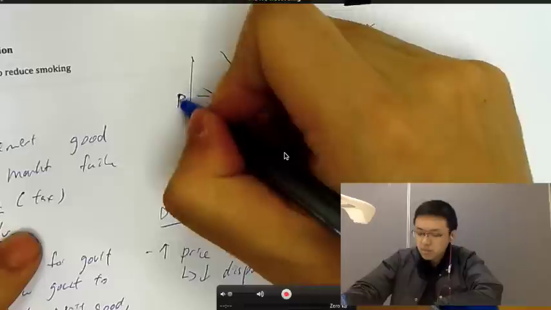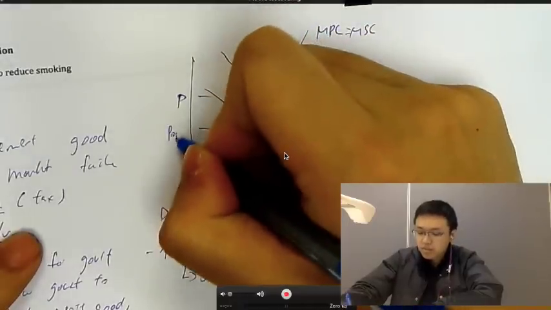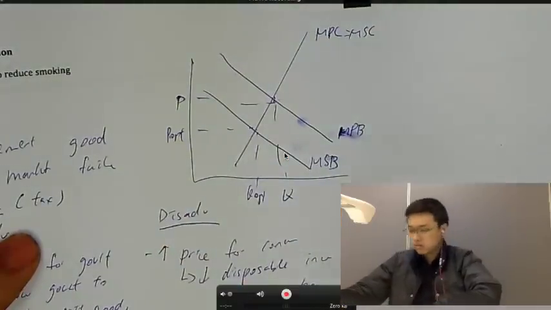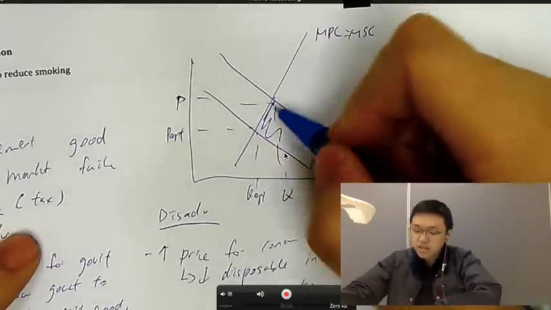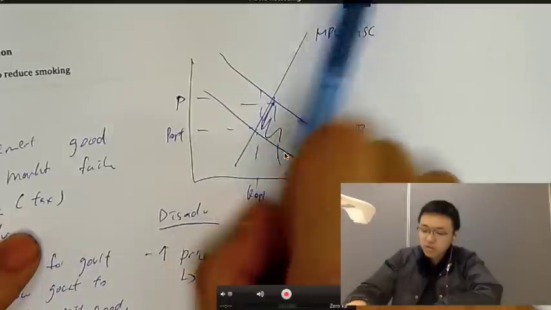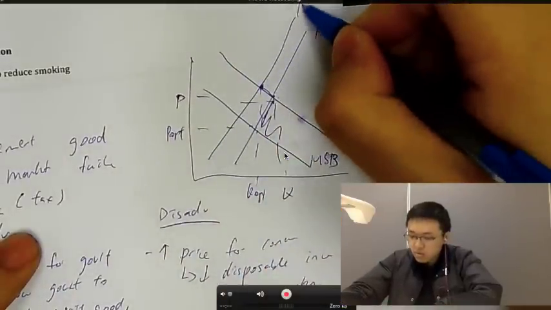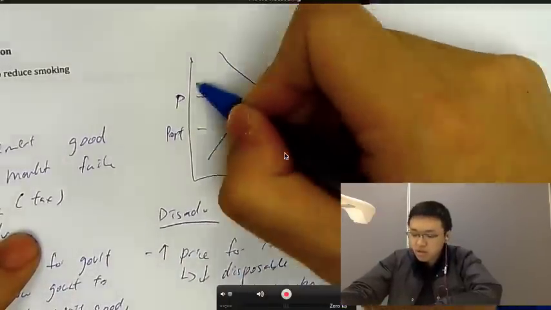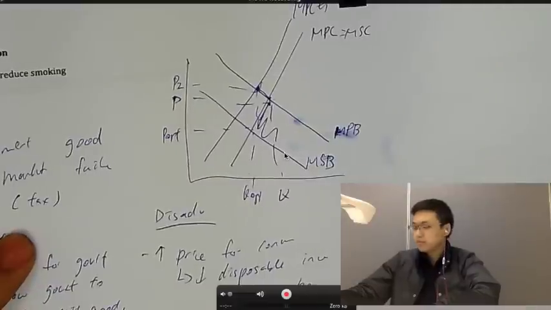So in here, this is P and Q. MSC, MSB, that's Q opt and P opt, right? This is the welfare loss. So ideally, what does the tax do? The tax should move the equilibrium until it reaches Q opt, right here. This is the most ideal case, right? The market equilibrium is now at Q opt.